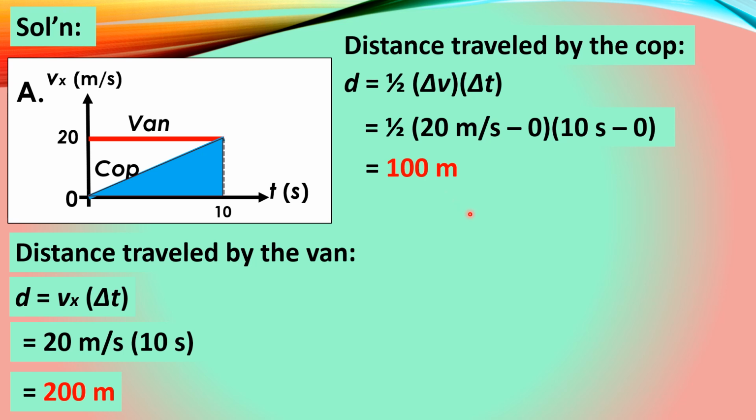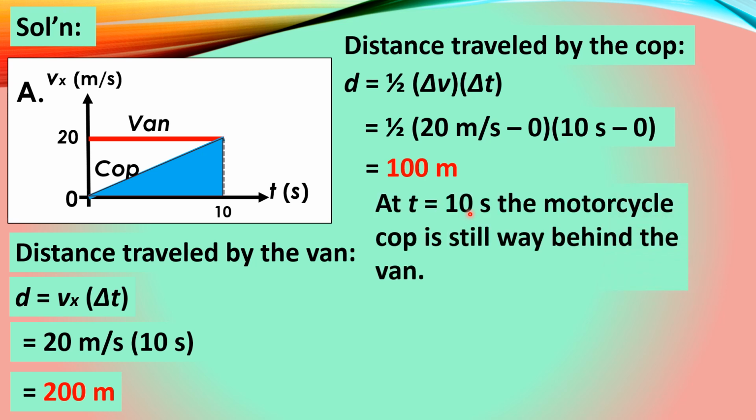So this means that the cop has not yet caught up with the van. It's still 100 meters behind the van. All right? 200 meters, which is the distance traveled by the van, compared to the distance traveled by the cop, at the end of 10 seconds, we say that the motorcycle is still 100 meters behind the van at that very instant, t equals 10 seconds.